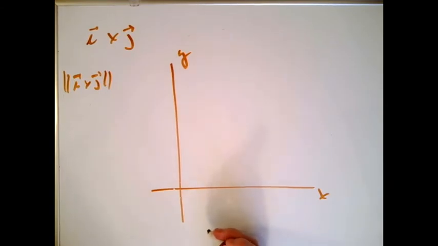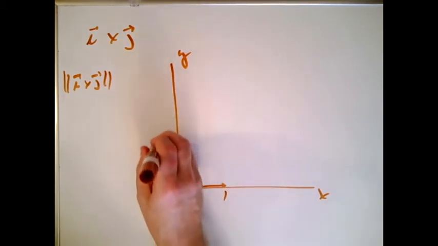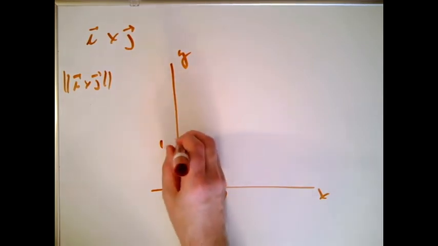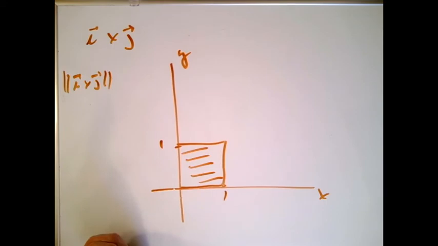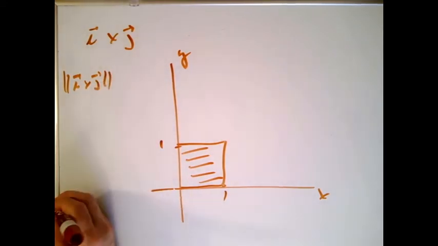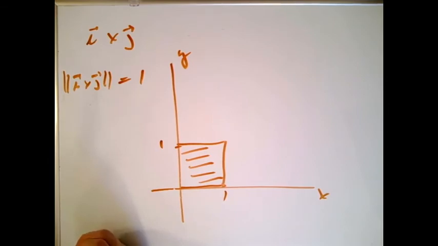How long is I cross J? Well, the way we measure lengths of cross product is we make the little parallelogram that they form. I is one unit in this direction, J is one unit in that direction, and they're perpendicular to each other. When we draw the parallelogram, we get the unit square. The unit square has area 1, so the length of I cross J is also 1, because that's the definition. Now what about the direction?